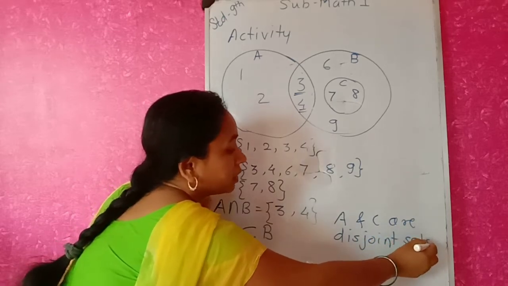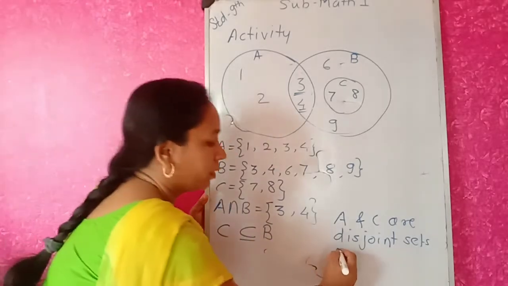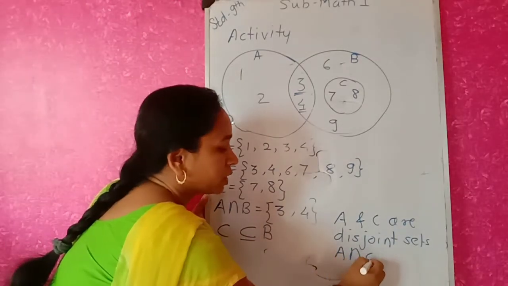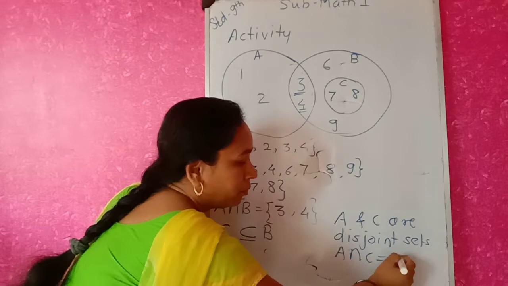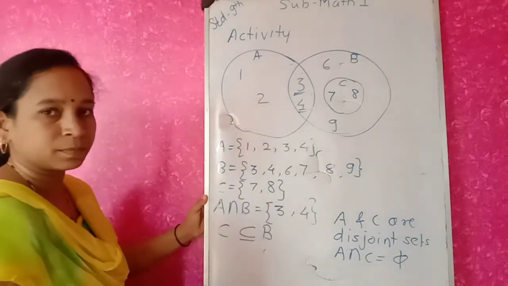But we can say that these are disjoint sets if A intersection C, this is the condition, comes out as φ. That means the null set.